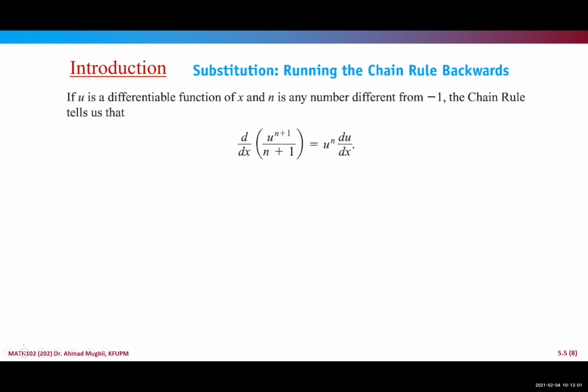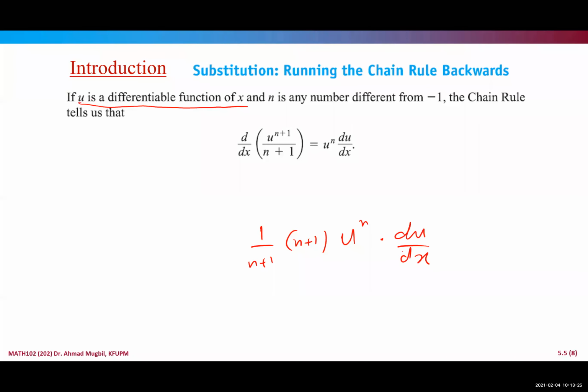So now here we are. This is the chain rule. If you want to differentiate, for example, u to the power n plus 1 over n plus 1, what will you do? The derivative will be n plus 1 times 1 over n plus 1, the constant, times u to the power n plus 1 minus 1. So you will have u to the power n. And because u is a function of x, you will have du/dx. This will cancel with this and you will have this. This is the chain rule.